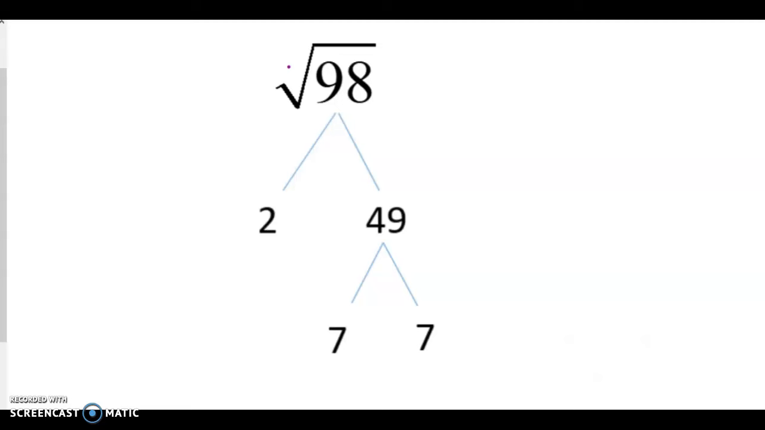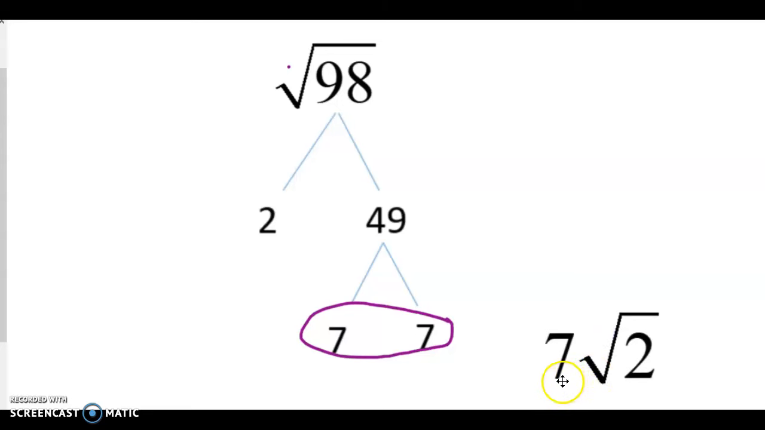You are looking for pairs, 2 of the same number. So right here, we have 2 sevens. Whatever you have a pair of can come out of the square root. And this number doesn't have a partner. It's going to stay in the square root. So a pair of 7s, so 7's out. The 2 didn't come in a pair, so the 2 stays underneath. And that's your answer, 7 square root of 2.